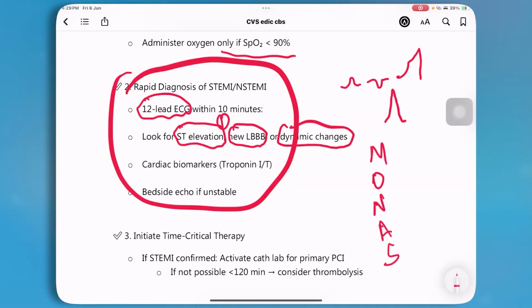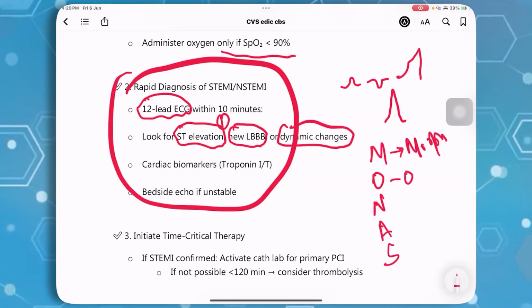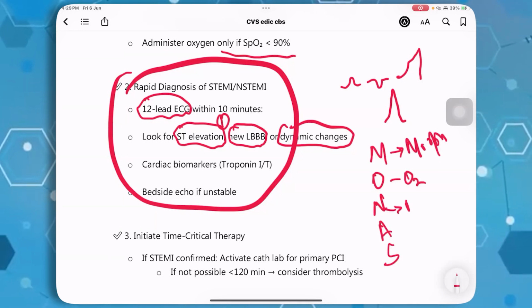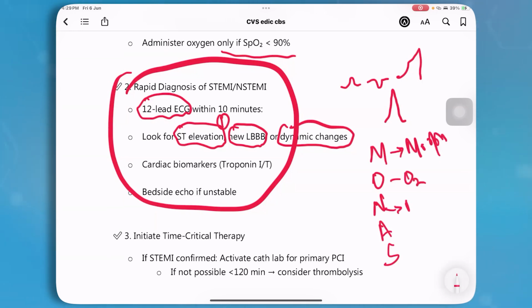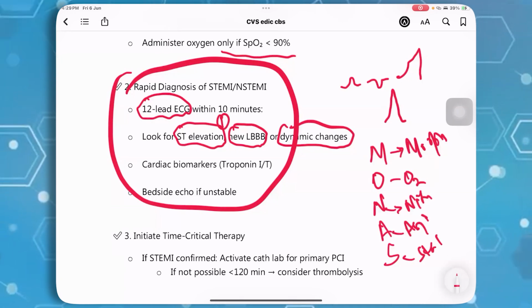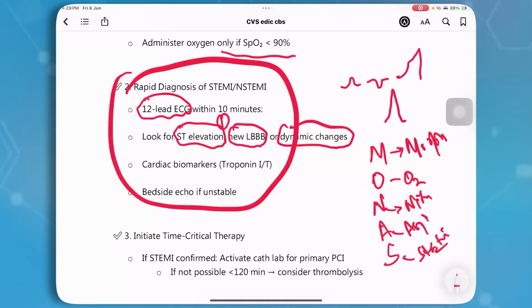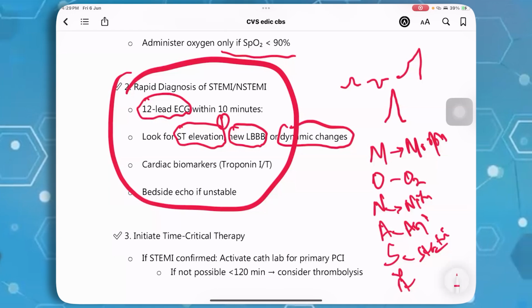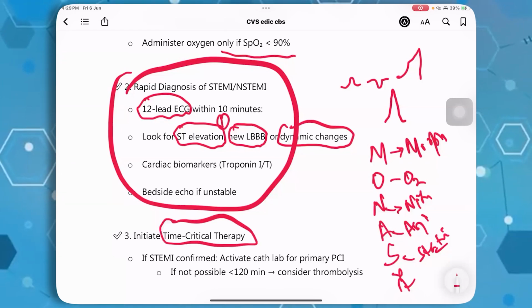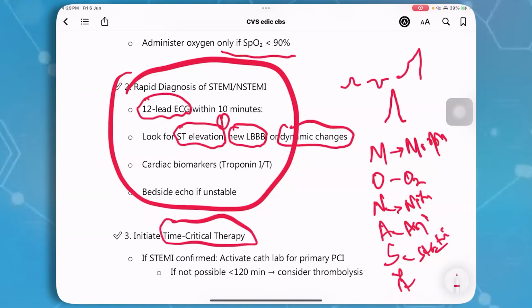These are the few drugs that are expected from you to know. It is by the mnemonic of MONAS. So M is morphine, O is oxygen, N is nitrates, A is aspirin, and S is statins. So this is the bare minimum that you need to give, along with an anticoagulation, that is low molecular weight heparin. So these are the time critical therapies that should be given to the patient who has come to you with suspected myocardial infarction.